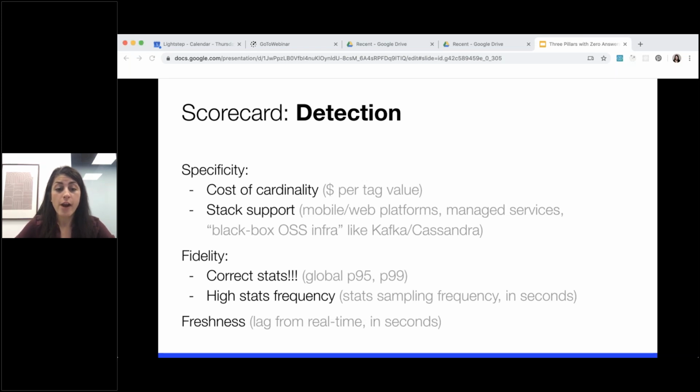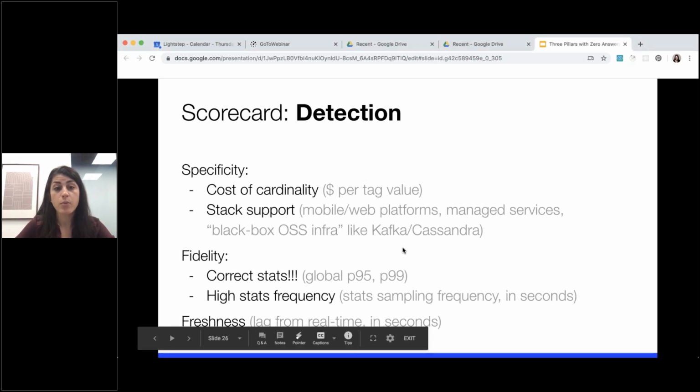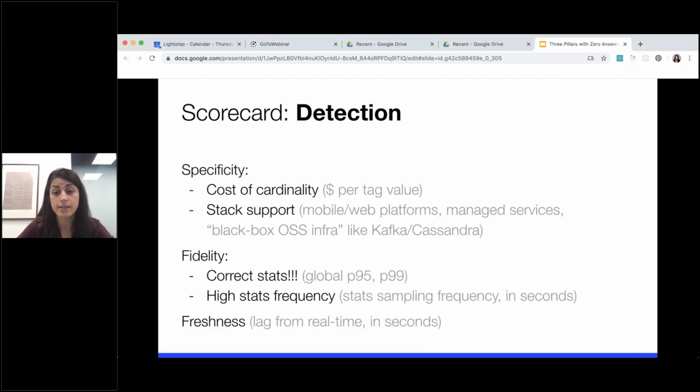Lastly, freshness is also fairly important in detection. If you ever want to do a real-time analysis of your system, you need to make sure that you're investing in a technology that will give you a small lag between what's happening in your system and what's happening on your screen. So ideally, you have a real-time observability solution in terms of seconds, not in terms of minutes.